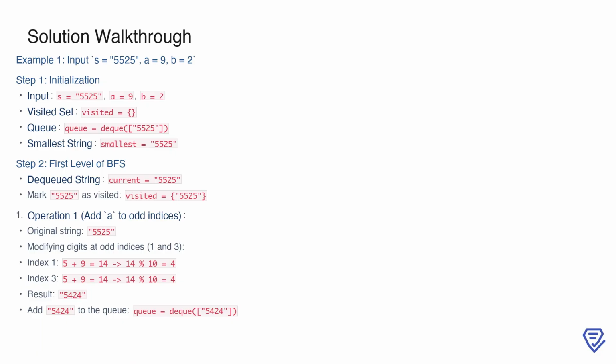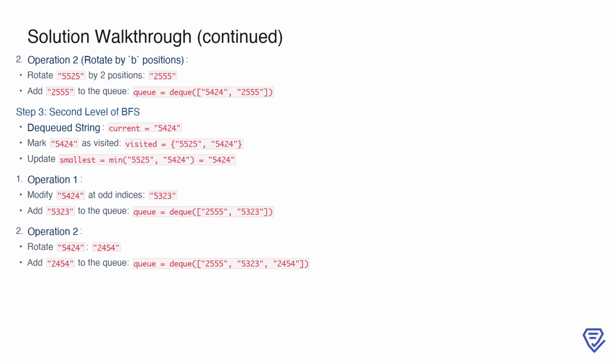In the first level of BFS, we dequeue the string 5525 and mark it as visited. Now, we apply the two possible operations. For operation 1, we add a equals 9 to the digits at odd indices. Specifically, adding 9 to the digits at index 1 and index 3 results in the string 5424. We add this new string to the queue for further exploration. Next, we consider operation 2, which involves rotating the string 5525 by b equals 2 positions to the right. This produces the string 2555, which we add to the queue.